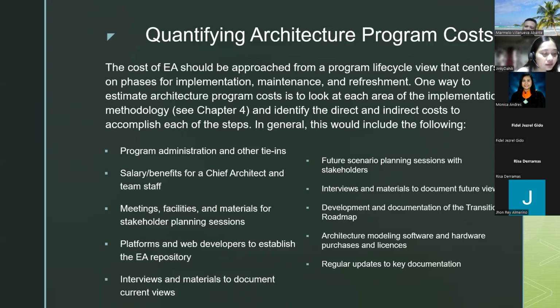Next is quantifying architecture program cost. The cost of EA should be approached from the program life cycle view that centers on phases for implementation, maintenance, and refreshment. One way to estimate the architecture program cost is to look at each area and implementation methodology and identify the direct and indirect costs to accomplish each of the steps in general. This would include the following.